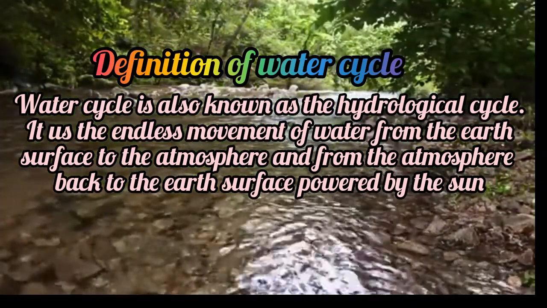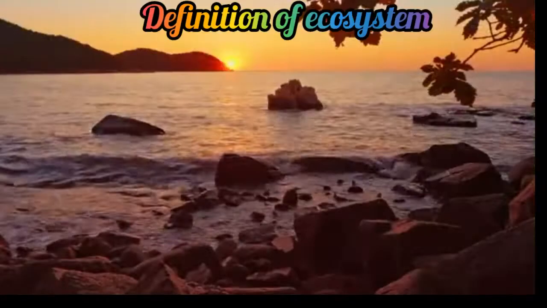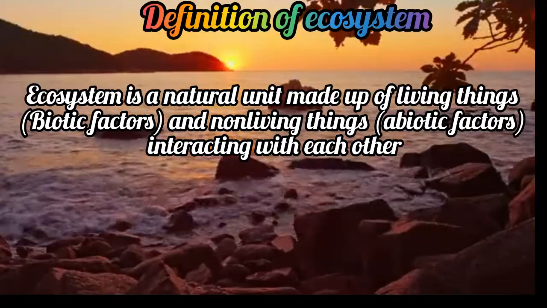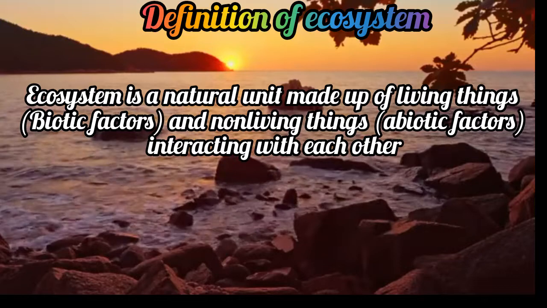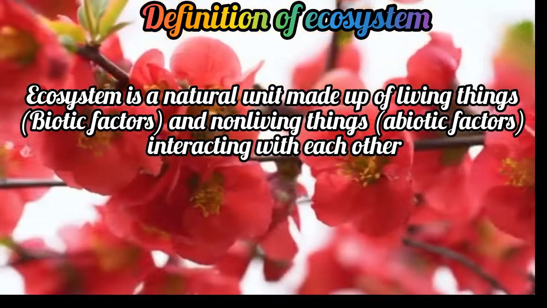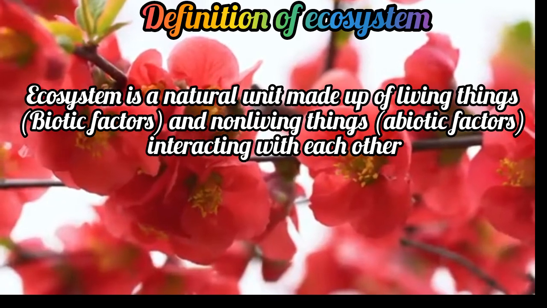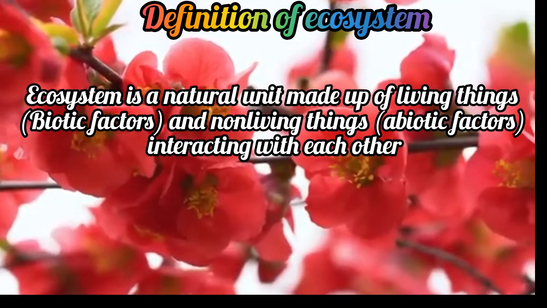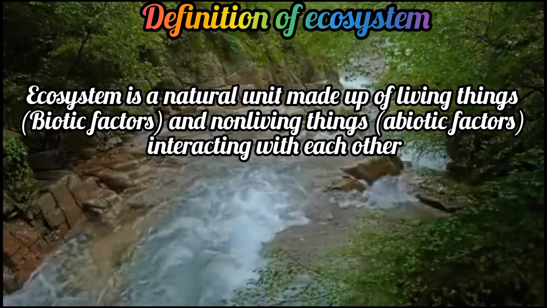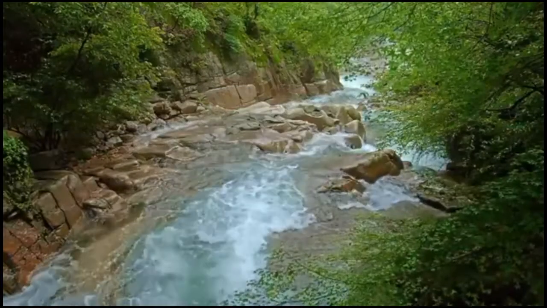By the sun. Now, the second paragraph, ecosystem is a natural unit made up of both living things, which are biotic factors, and non-living things, which are abiotic factors, interacting with each other. Examples of living things in an ecosystem are plants and animals, while examples of non-living things are climate and soil.